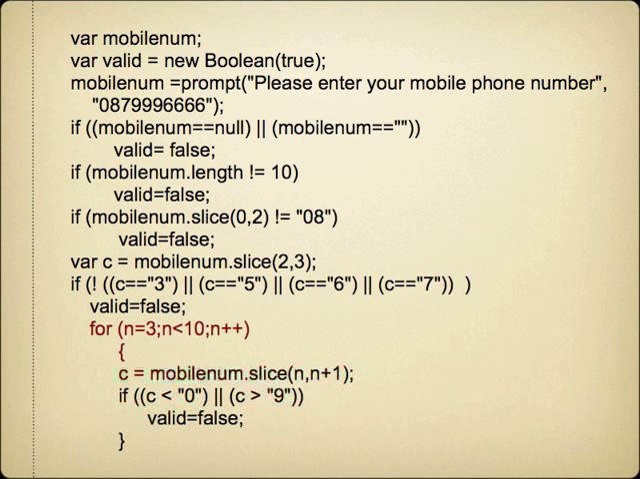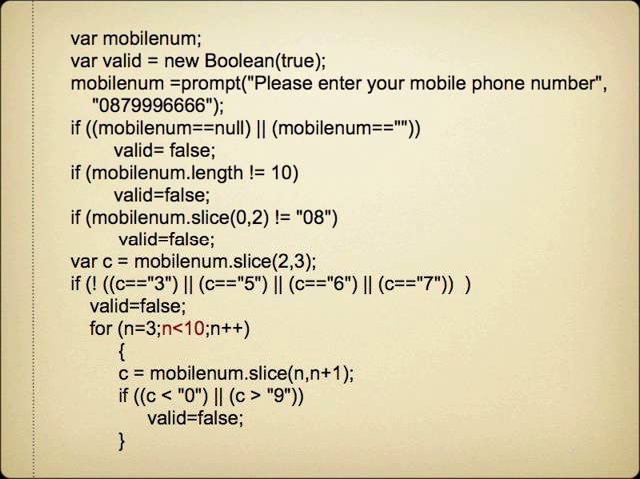Now we have a loop here that's going to loop through the remainder of the string. It's going to count from 3 up to 9, incrementing by 1 every time. So this loop is going to continue as long as n is less than 10. Now when n is equal to 9, it will be less than 10, so that'll be okay. It'll do that iteration. But when n is equal to 10, this condition will be false, and so that iteration won't happen.